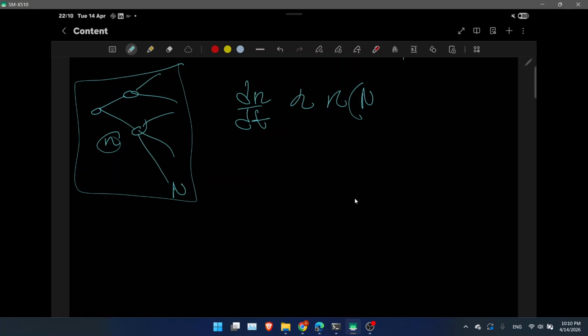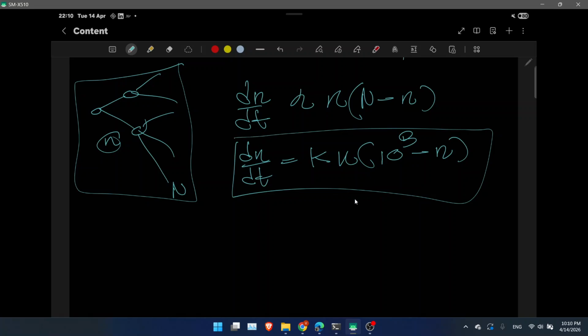The total number of possible microorganisms is capital N minus n. In the question, capital N is given as 1000, because at maximum only 1000 organisms can live here. So dn/dt is proportional, and we put an equal mark and a constant k times (1000 minus n). So this is really fine, and we get our differential equation.